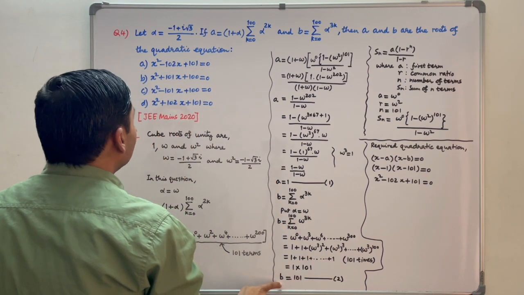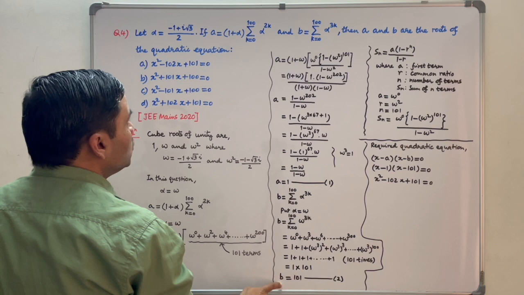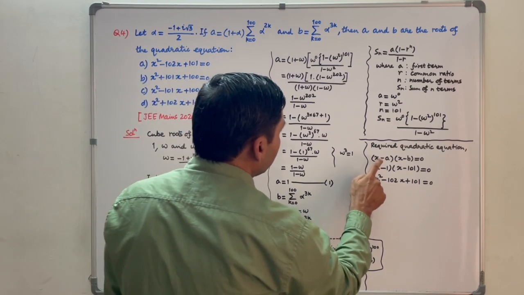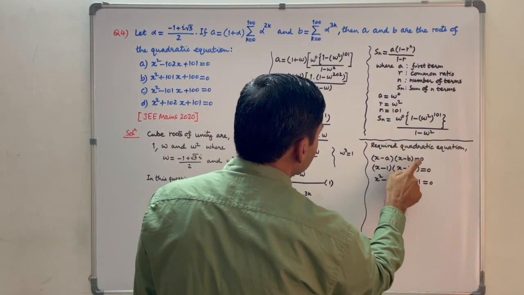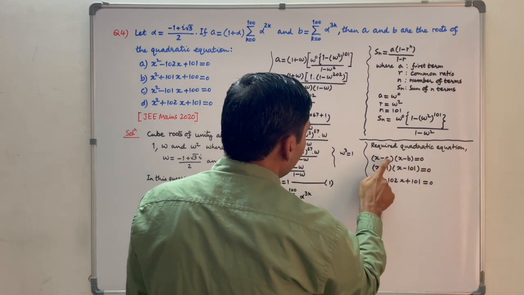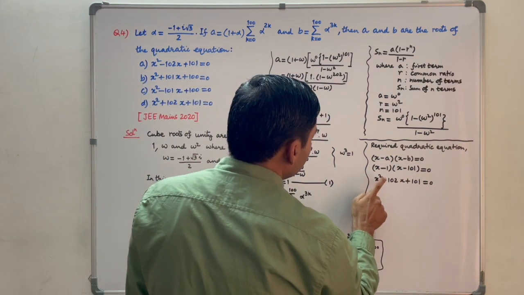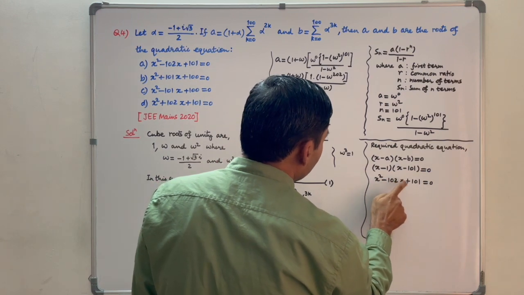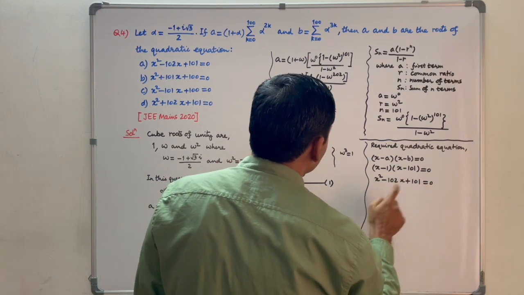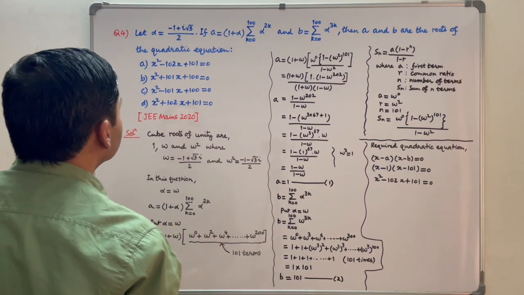So quadratic equation whose roots are a and b will be given by x minus a into x minus b is equal to 0. Put the value of a and b from here. So quadratic equation is x square minus 102x plus 101 is equal to 0. So the correct option is option A.